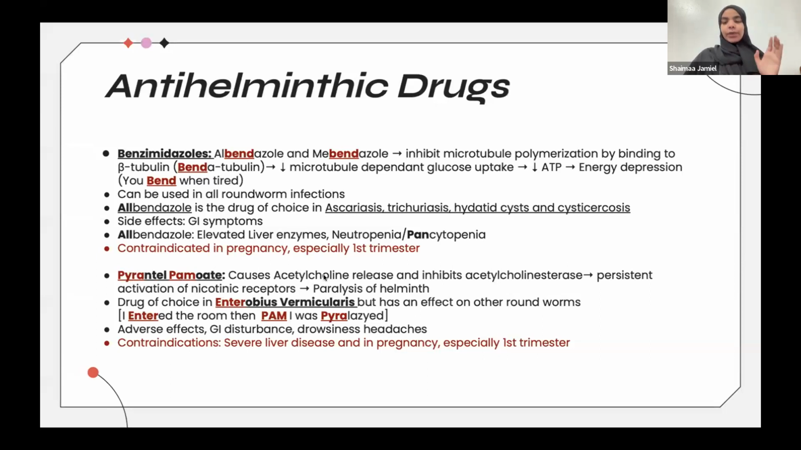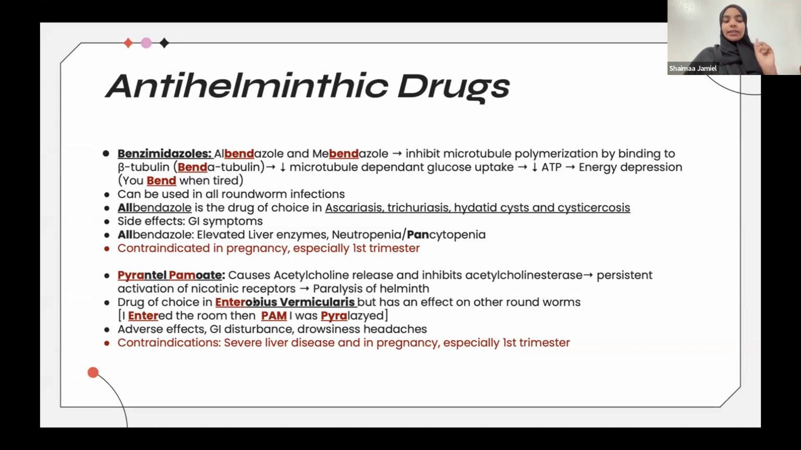Pyrantel pamoate works by increasing acetylcholine release and also inhibiting acetylcholinesterase. In this way, there's a high concentration of acetylcholine in the synaptic membrane, which is going to cause persistent activation of the receptors, and therefore you're going to have paralysis of the helminth. So basically, it's like a neuromuscular blocking agent, okay?